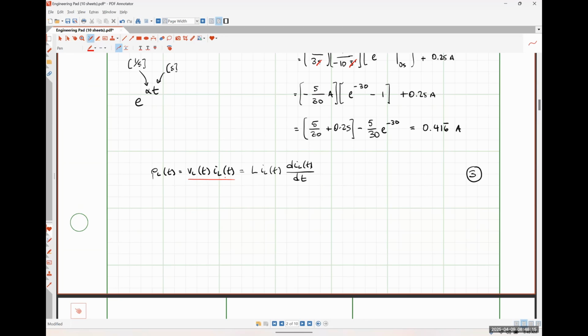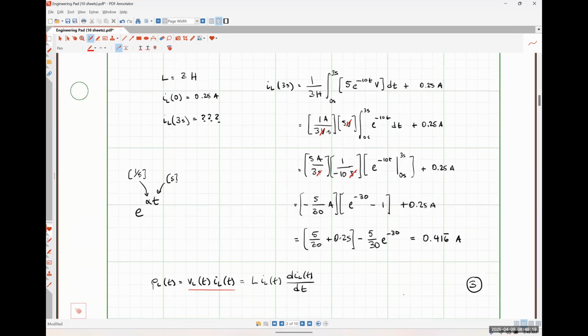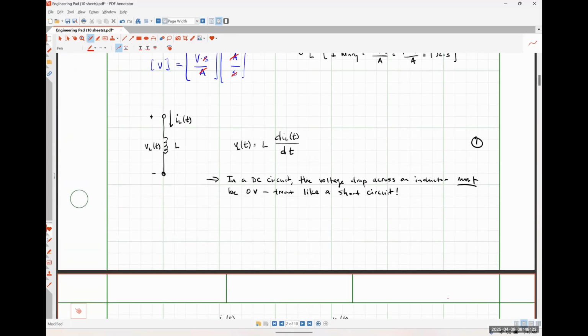Derivative. Yep. Which is literally what we have up here in equation 1.